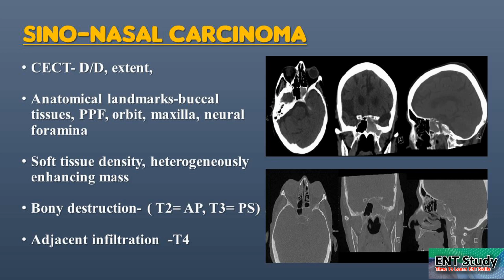Then there are times when fungal sinusitis is very, very difficult to differentiate. The third is Wegener's granulomatosis. That is another different and sometimes confusing differential. So number 1, you have to decide whether it's sino-nasal carcinoma or not. What are the anatomical landmarks? Anatomical landmarks are obviously the buccal tissues, the pterygopalatine fossa.